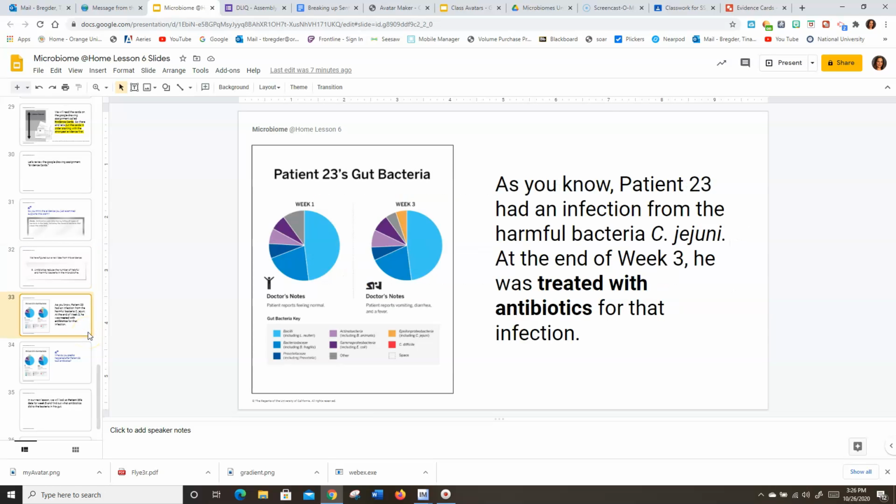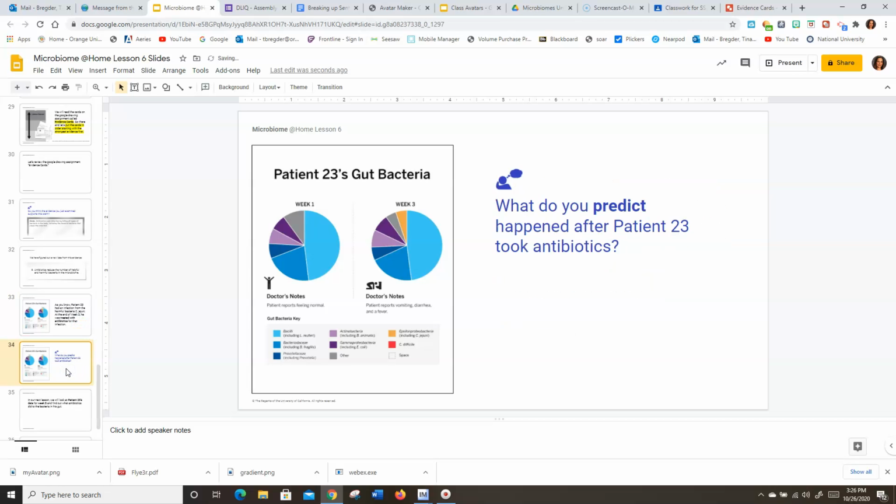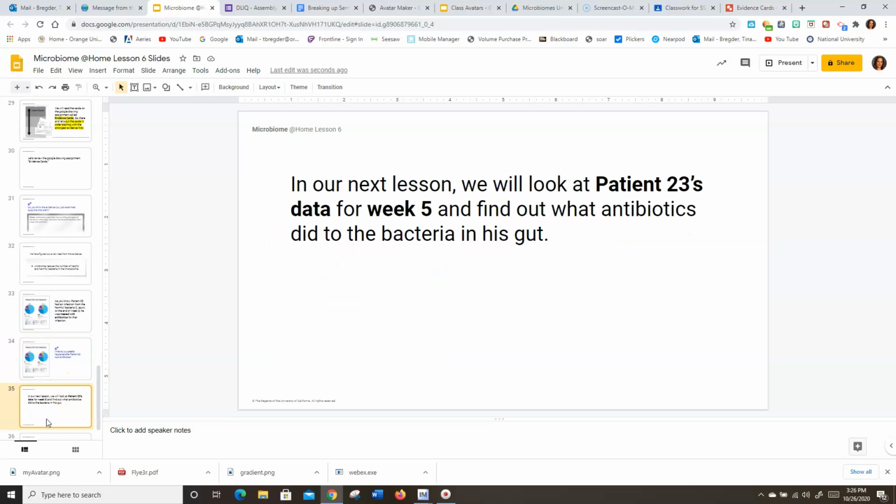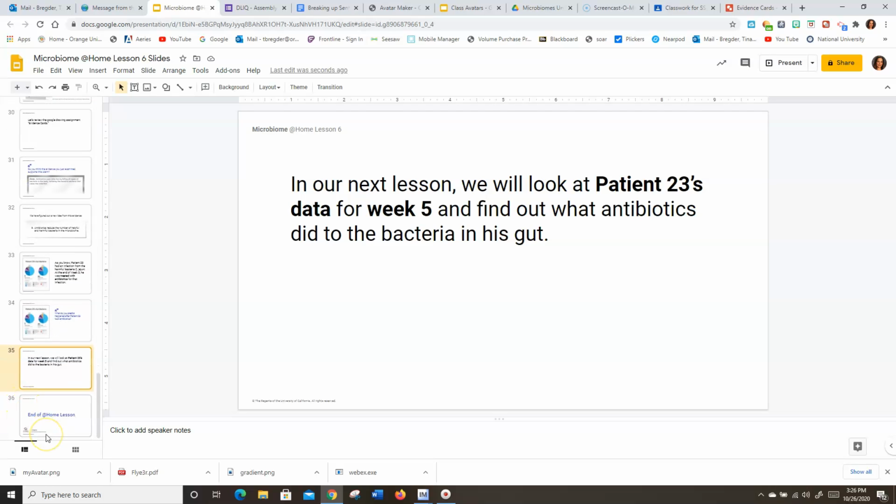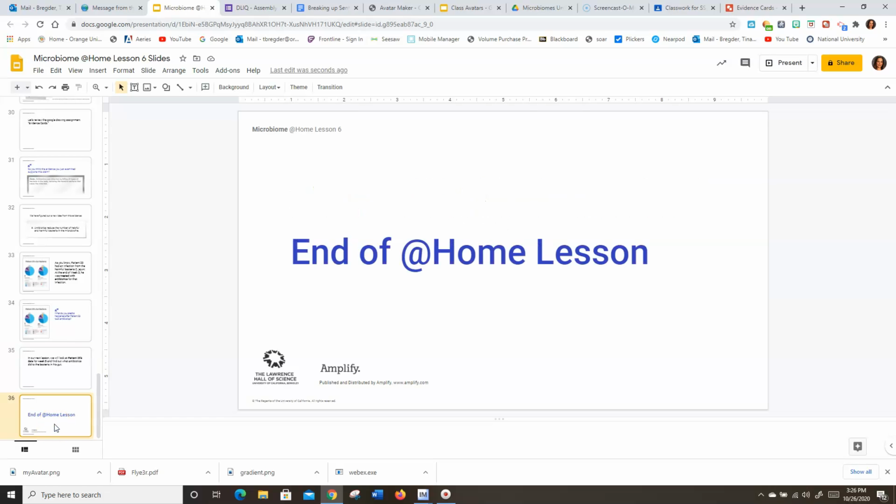All right, so Bob, he got our antibiotics for his infection. I wonder if they worked. So in our next lessons, we're going to see what did the antibiotics do to the bacteria in Bob's gut, and did he get better? Because remember, we saw him on week 3, and it did say he took 9 weeks to get cured. So you'll have to stay tuned for our next lesson.